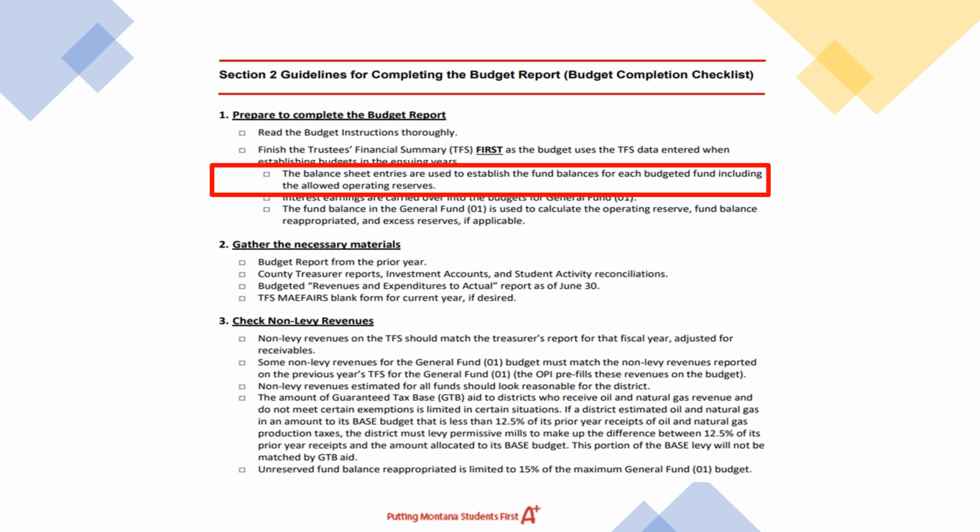At this point, the TFS has been completed and steps 1 through 7 of the budget reporting have been entered and all validations have been corrected. This is a reminder that balance sheet entries from the TFS are used to establish fund balance for each budgeted fund, including the allowed operating reserves.